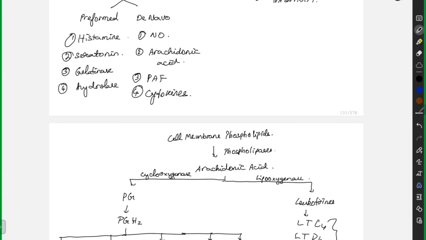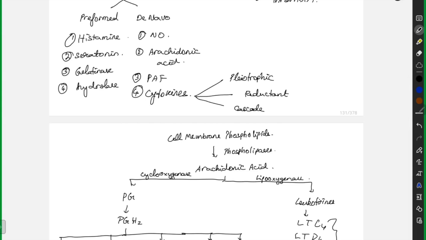Remember, they have different actions on different cells. One cytokine can act on different cells in a different way, and different cytokines can have the same effect. These are very important properties. Number one, they act as pleiotropic in nature. Number two, they can be redundant, meaning different cytokines can have the same effect. Third is the cascade effect: cytokines can stimulate the production of another cytokine, so it is like a cascade.